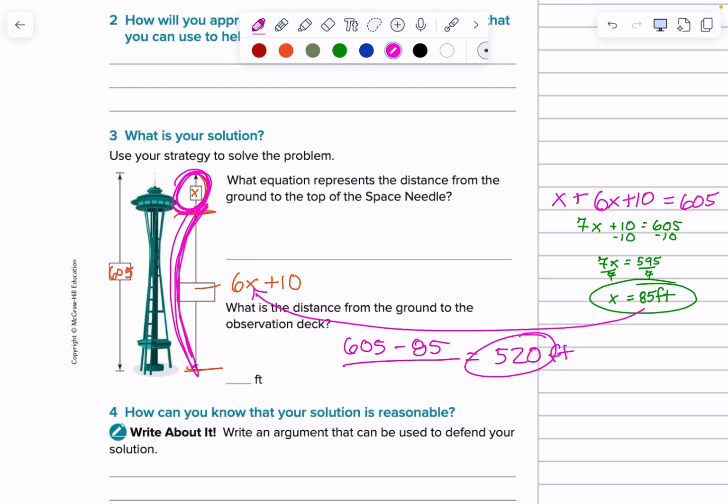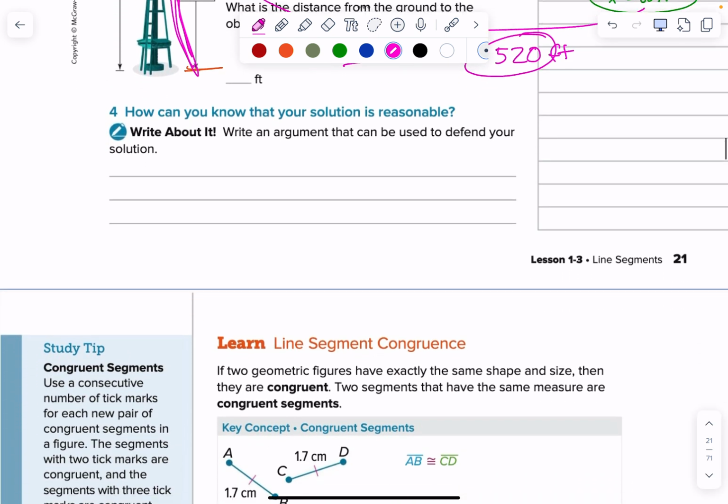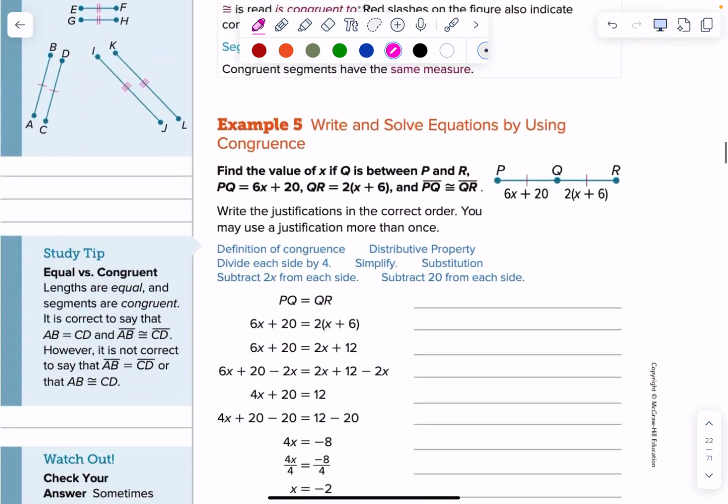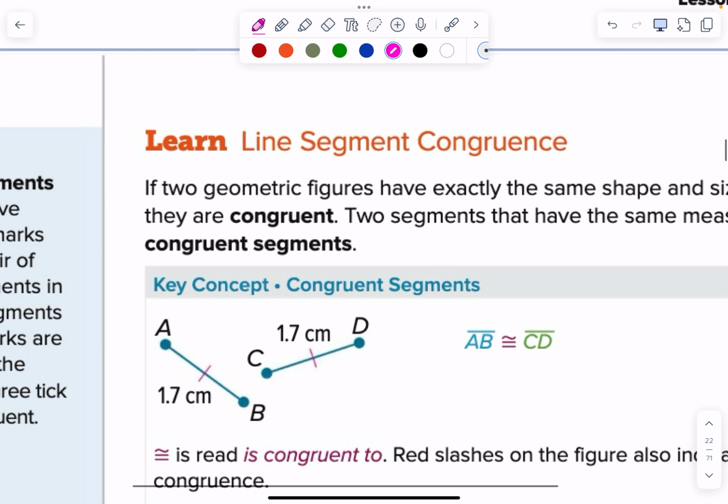Yeah, nice. Very good. Okay? All right. Last little bit right here. One more example, okay? We have something called line segment congruence. Do you know what the word congruent means?